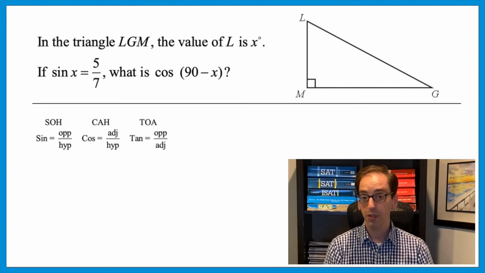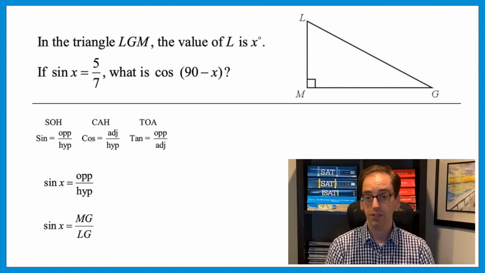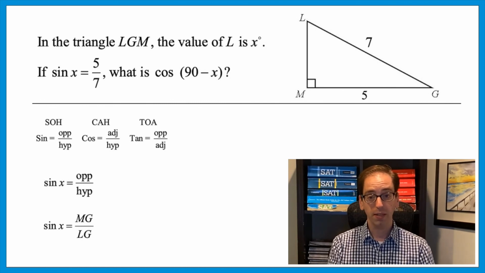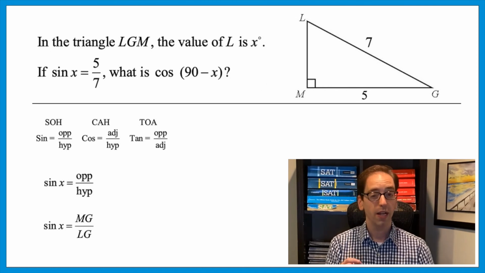Well, remember SOHCAHTOA. Sine is opposite over hypotenuse. And they tell us angle L is really x. That means the sine of L is 5 over 7. So labeling those sides, 5 and 7, it means that bottom side, MG, would be the 5, and the hypotenuse, LG, would be the 7. Now comes the hard part.